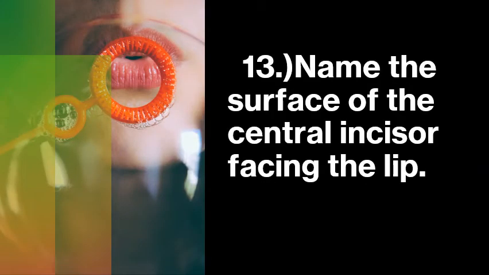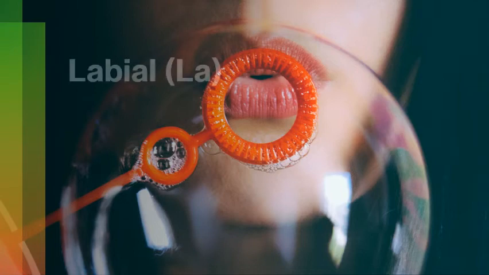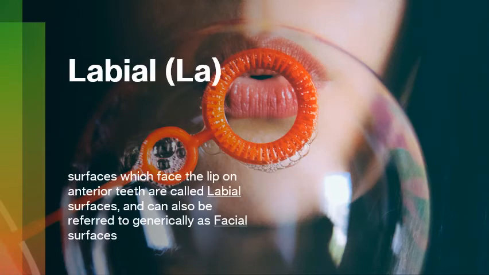Now, name the surface of the central incisor which faces the lip. It is known as the labial surface. So labial surfaces are those surfaces that face the lip on the anterior teeth, and sometimes in some books they are also referred to as the facial surfaces, and both terminologies are used interchangeably.